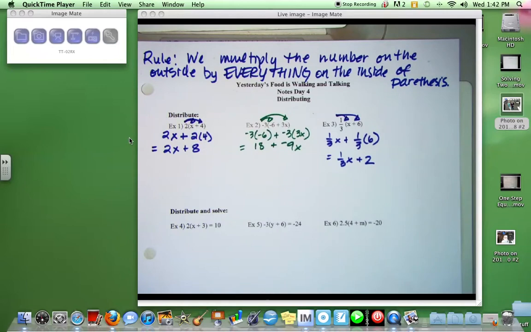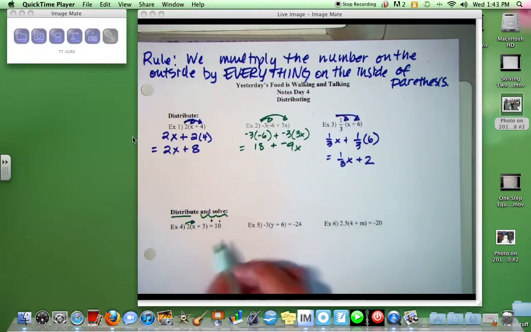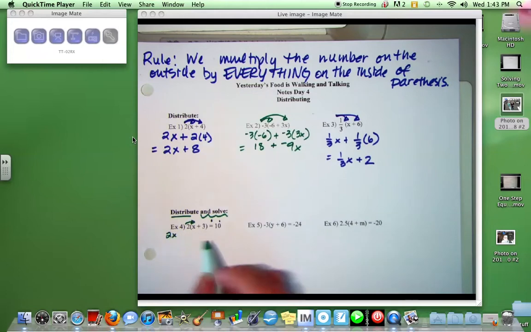So the next examples are different because you're asked to distribute and solve. There is an equal sign with a number on the right-hand side of the equal sign. So these ones we're going to distribute, and then we'll have a two-step equation. Okay? So we've been working with the two-step equations. So we have 2 times x plus 2 times 3 equals 10. So it would be 2x plus 6 equals 10.